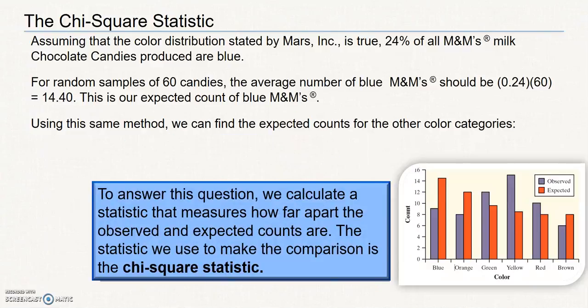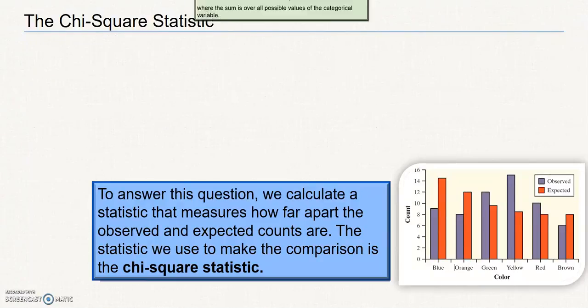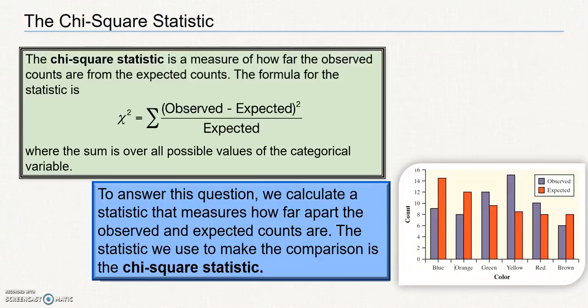To answer this question, we calculate a statistic that measures how far apart the observed and expected counts are. The statistic we use to make this comparison is the Chi Squared statistic. So we have done the Z and the T, and now we are doing Chi Square. This is on your note packet, so just take a minute to look at that.